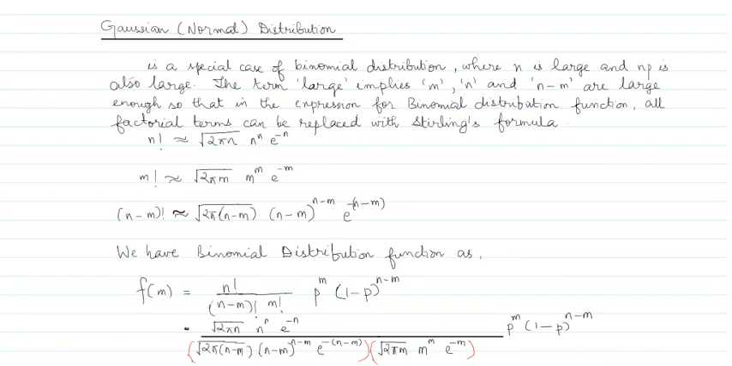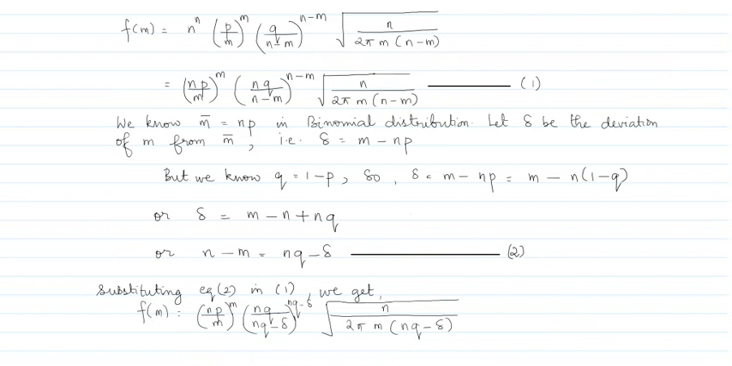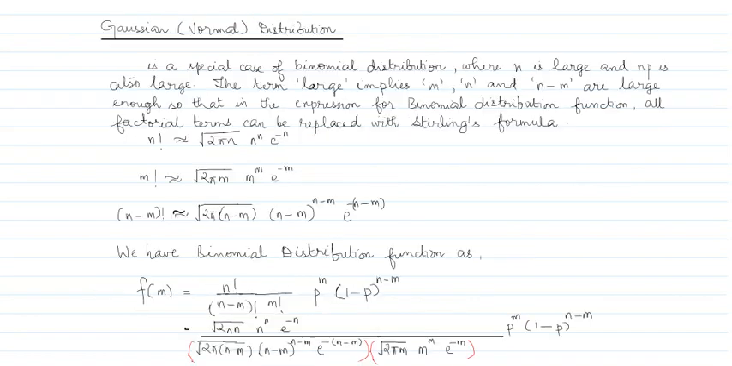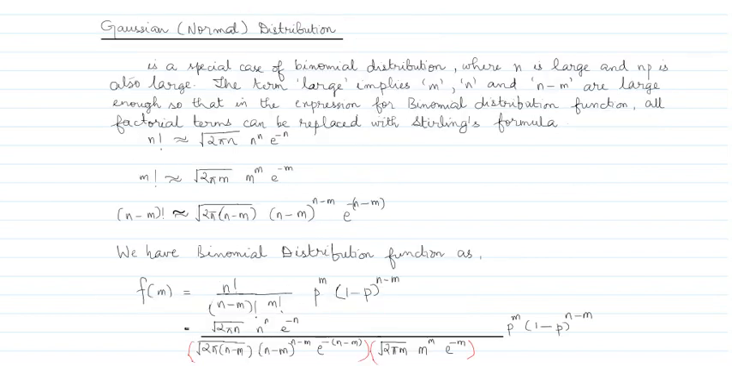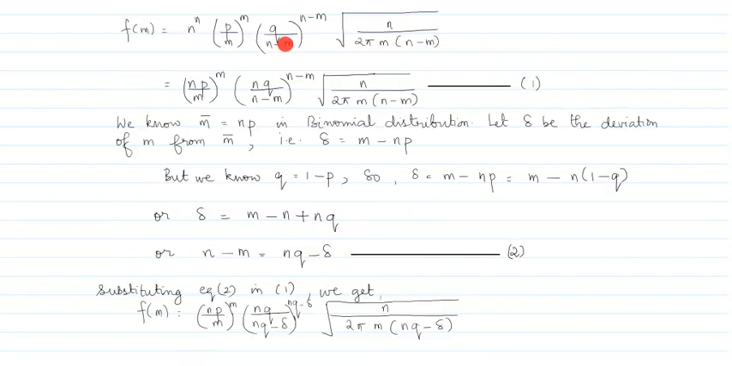Okay, so I am just going to rearrange the terms. Let's see how it can be written. N raised to n, I write it as such. I had a p raised to m in the expression. See, here I have an m raised to m. So clubbing both these terms, I get p by m raised to m. Then I have a q raised to n minus m. Q, I have written it here as 1 minus p. We all know that q is 1 minus p. So q raised to n minus m. And here I have an n minus m raised to n minus m. So club both those terms.